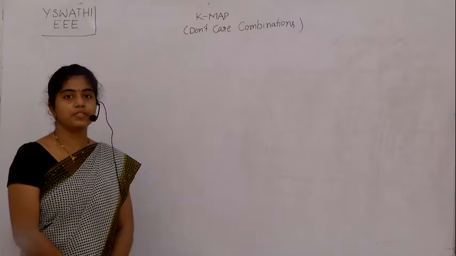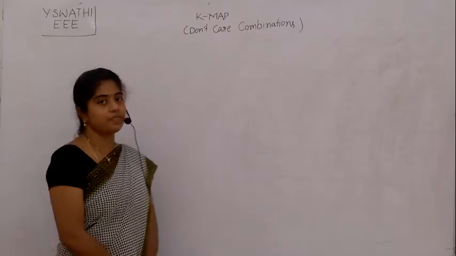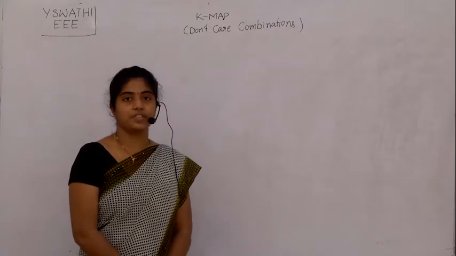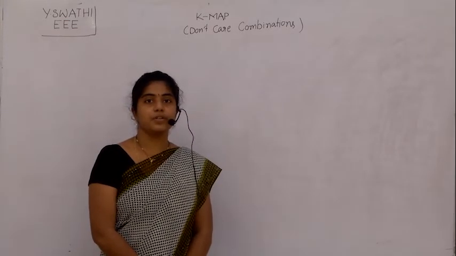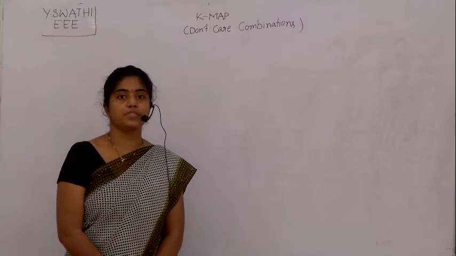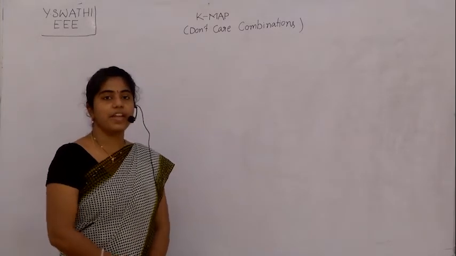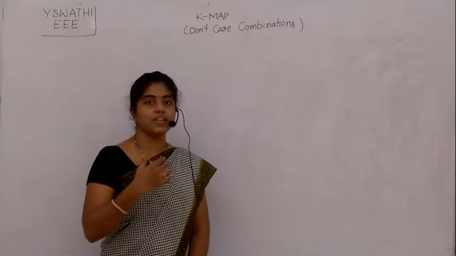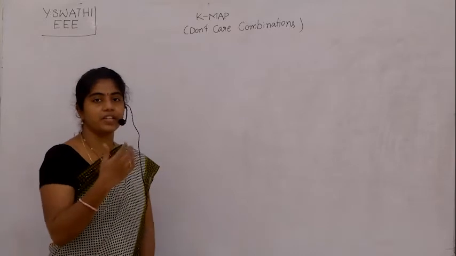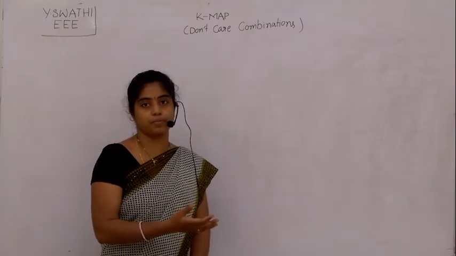Today we are going to discuss don't care combinations of K-map. Till now we have discussed K-map realization and minimization using a function which is a combination of inputs. So for every certain combination we have a certain output. Let's say for every minterm we have either 1 or 0, a specific output.